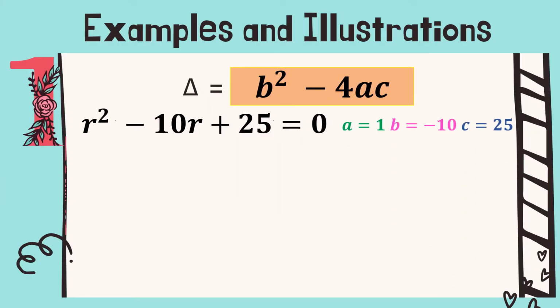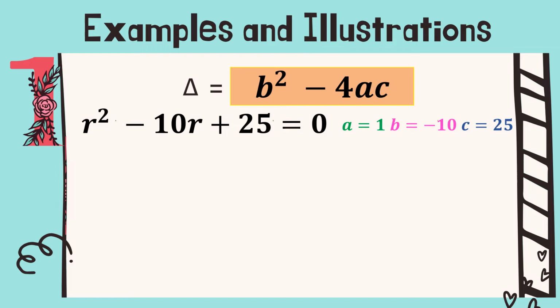For number 1, we have r squared minus 10r plus 25 equals 0. Using the discriminant formula b squared minus 4ac, first, identify the value of a, the value of b, and the value of c. With the given quadratic equation, the value of a is 1, the value of b is negative 10, and the value of c is positive 25.